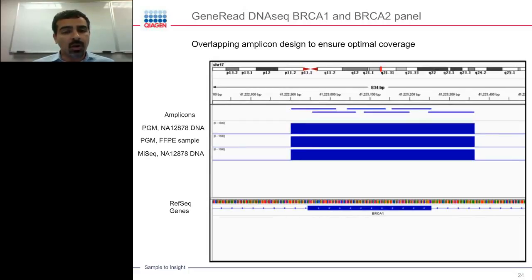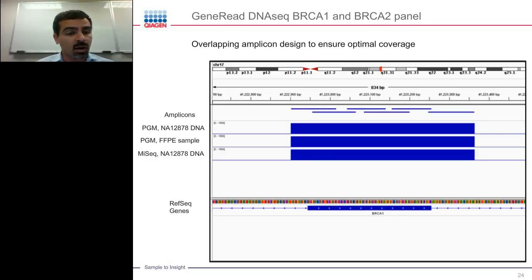So to give you an example of the overlapping nature of the amplicons, what you're looking at here is a snapshot from IGV, where I've included the design of amplicons, and I've included some performance data on the PGM as well as the MiSeq. So what you're looking at is the coverage of this specific exon of BRCA1 in the NA12878 DNA sample. This is the Genome in a Bottle sample that is being developed as a standard for NGS runs.